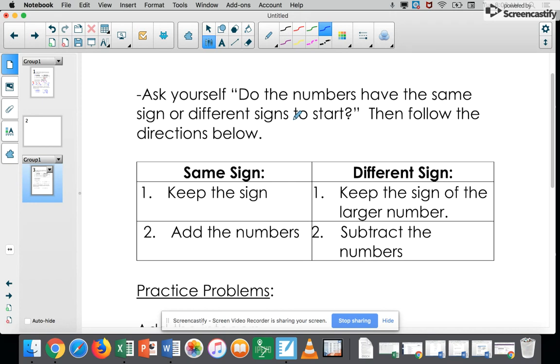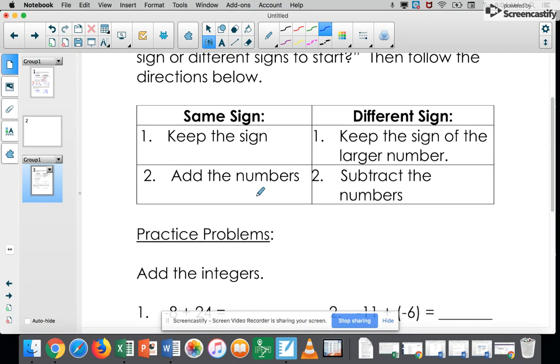When you are adding integers, you are basically deciding, what am I adding? Am I adding two numbers that have the same sign or two numbers that have different signs? Meaning, are they positive, positive? Positive, negative? Negative, negative, or negative, positive? We will always start everything with, does it have the same sign or a different sign? Depending on your answer depends on which numbers you follow and which steps.